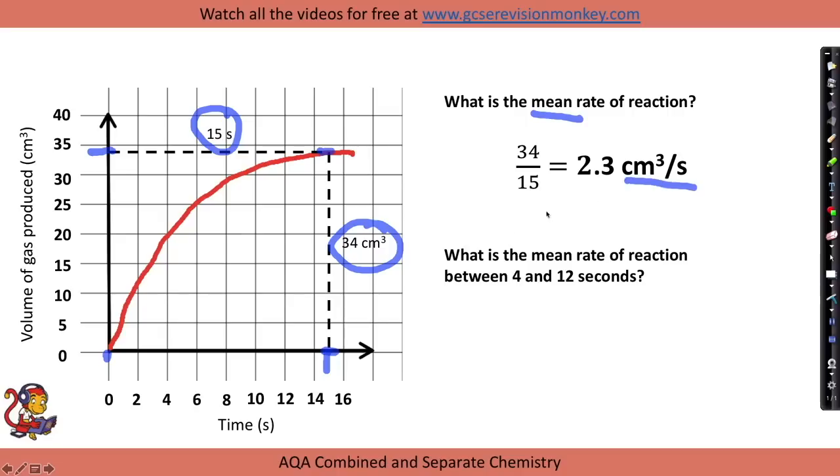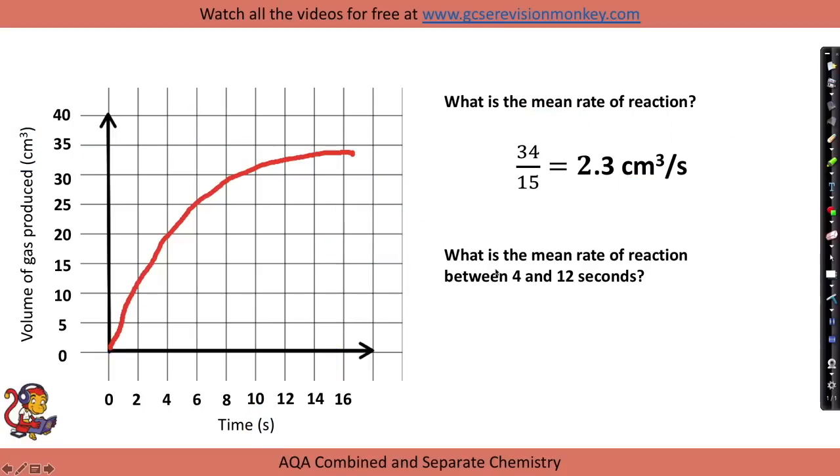giving us an answer of 2.3 centimetres cubed per second. We always do the y divided by the x in our calculations, and we get the units for rate by reading them off the graph. Centimetres cubed divided by seconds is what we've done, so those are our units.